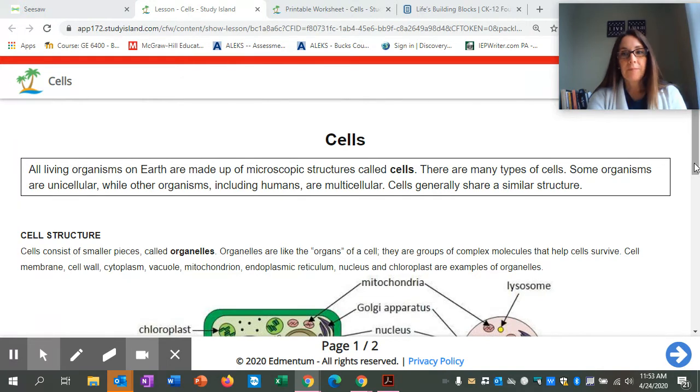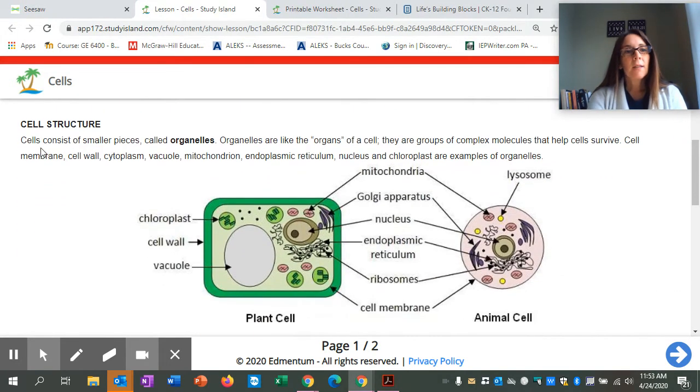Cell structure. Cells consist of smaller pieces called organelles. Organelles are like the organs of a cell. They are groups of complex molecules that help cells survive. Cell membrane, cell wall, cytoplasm, vacuole, mitochondrion, endoplasmic reticulum, nucleus, and chloroplast are examples of organelles.